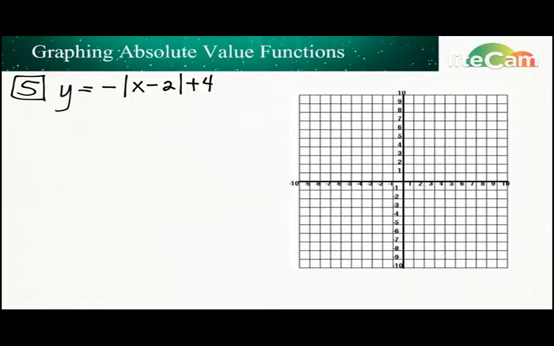For number 5, we're going to do this again. We've got translation, so we're going to take out the 2, which means we're going to go right 2.